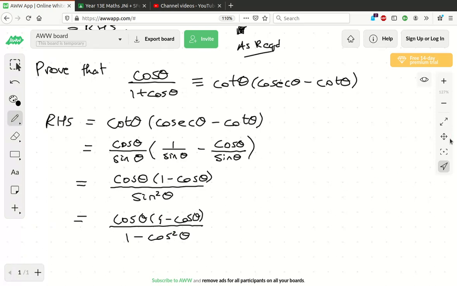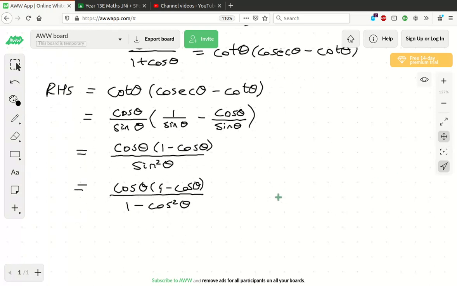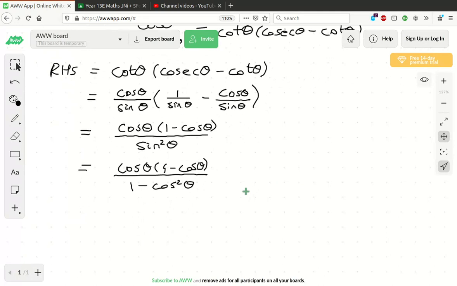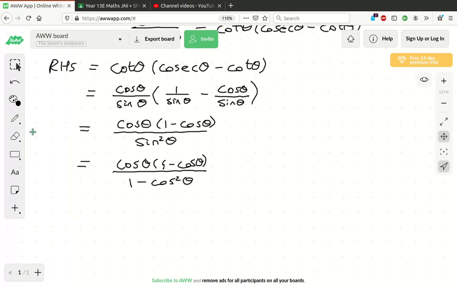Now at this point you might get really upset. But do you remember the difference of two squares? Because if you remember the difference of two squares, you'll be pretty happy with yourself. Because we've got cos theta, 1 minus cos theta. And then on the bottom we've got 1 plus cos theta, 1 minus cos theta.